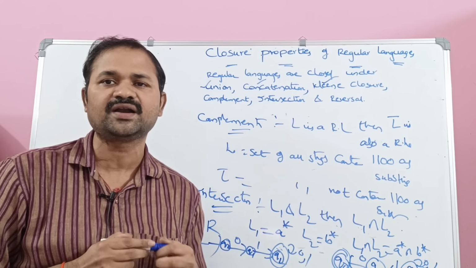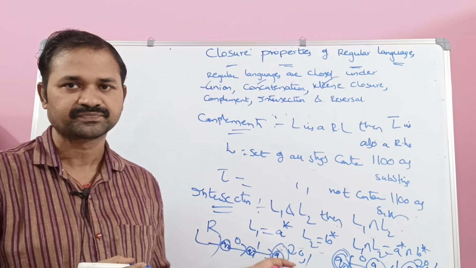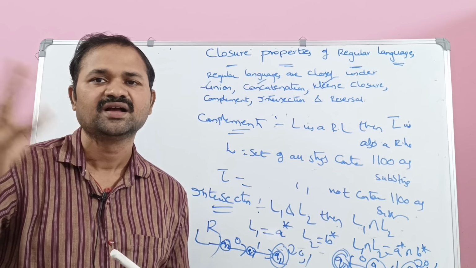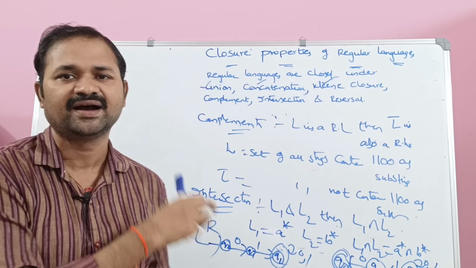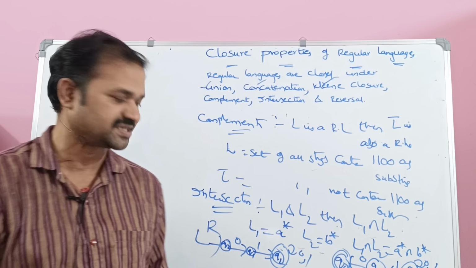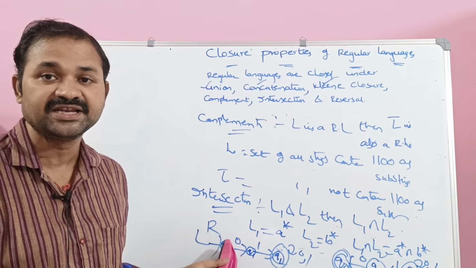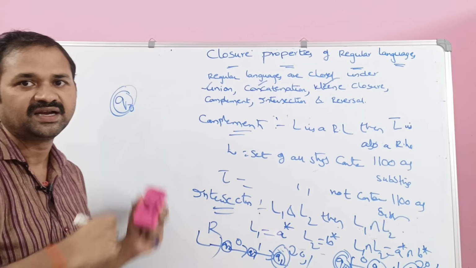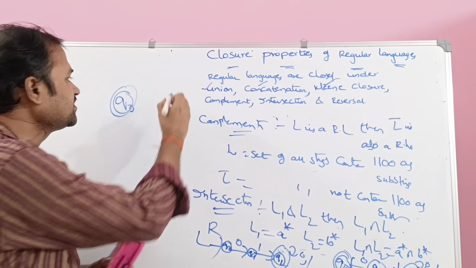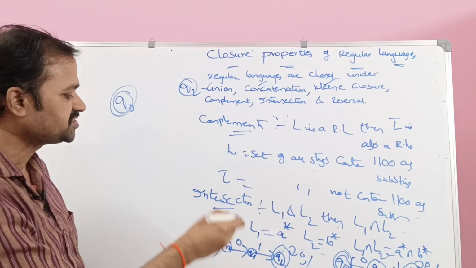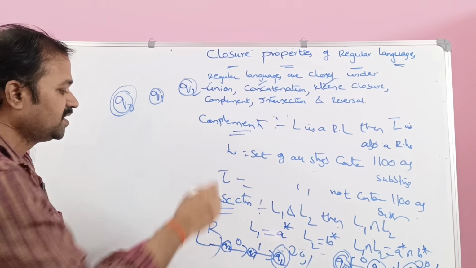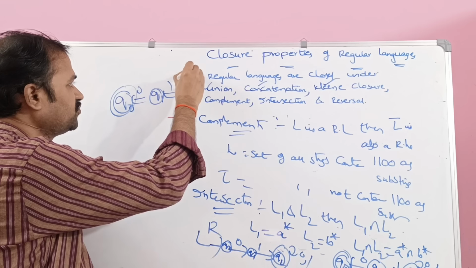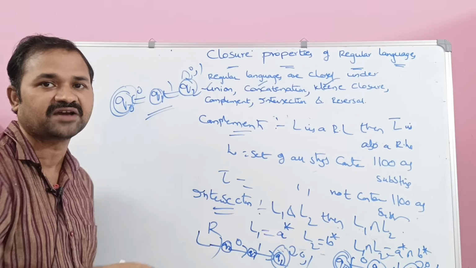So reversal means what? Let us construct a finite automata. For its reversal, change the initial state to final state and final state to initial state, and reverse the directions. Here we have Q0 as the initial state, so let us make this the final state. Here Q2 is the final state, so let us make this the initial state. In between we have Q1, and we need to reverse the directions, with transitions 0, 1, 0, 1. So this is also a regular language.